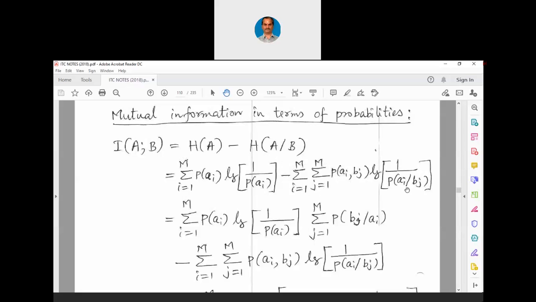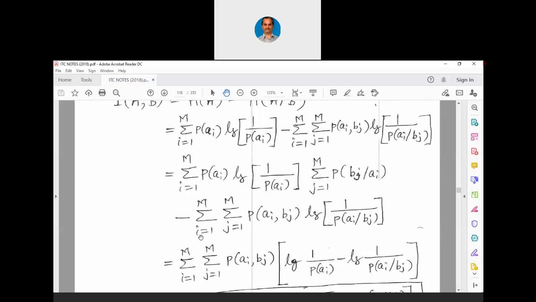Now summation of i equals 1 to m p of ai into log of 1 over p of ai into summation of j equals 1 to m of p of bj given ai. We are substituting for unity as we had done in the previous derivation. Minus summation of i equals 1 to m, summation of j equals 1 to m, p of ai comma bj, log of 1 over p of ai given bj. We have substituted this particular term as it is equivalent to unity.